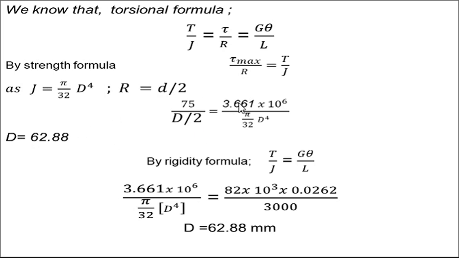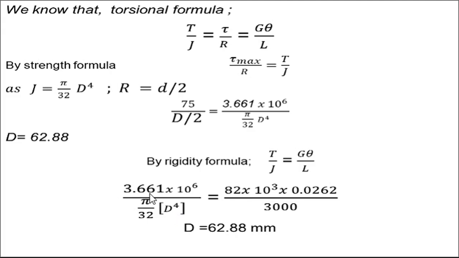So we get this diameter of the shaft by using the torsional formula, the strength equation or the strength criteria. This is the strength criteria formula. We get that capital D here, but we'll check that value by the rigidity formula also. By the rigidity formula, the equation is T upon J is equal to G theta divided by L. Putting in all these values, G theta divided by L, the torque we determined as 3.66 into 10 raised to 6, and J, which for a solid circular shaft is pi by 32 d raised to 4.